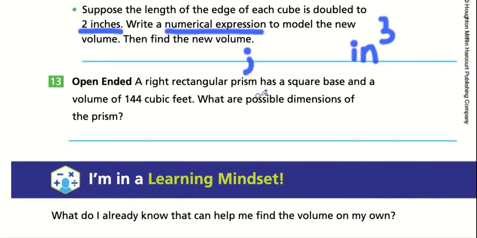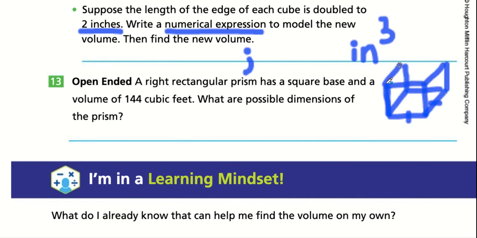Finally, number 13, a right rectangular prism has a square base. So the bottom of the shape is a square. Now, we've been talking about squares a lot. If the bottom of this shape, and I'm going to draw like this because that's how it would look if I was looking at it from the side, if the bottom of it is a square, that means this side and this side have the same length and width. So my length and width need to be the same number. Okay? And then it's going to have a height. Okay? Now the important part about this is that you need to try to figure out what is the length, the width, and the height of this shape. Okay?